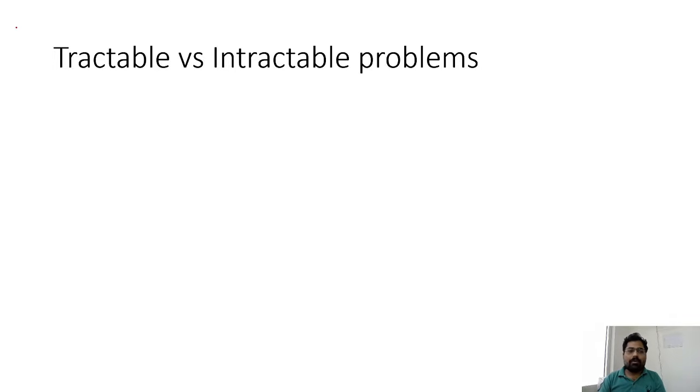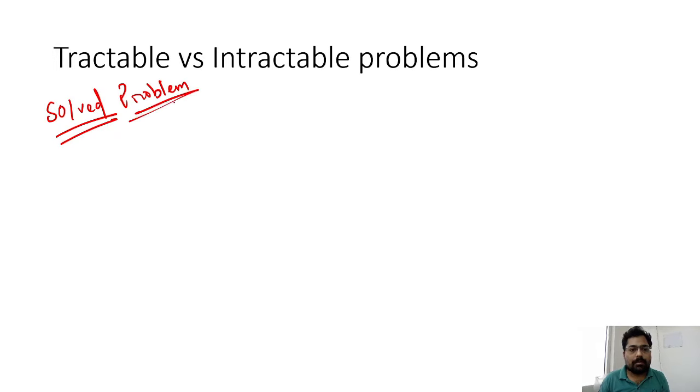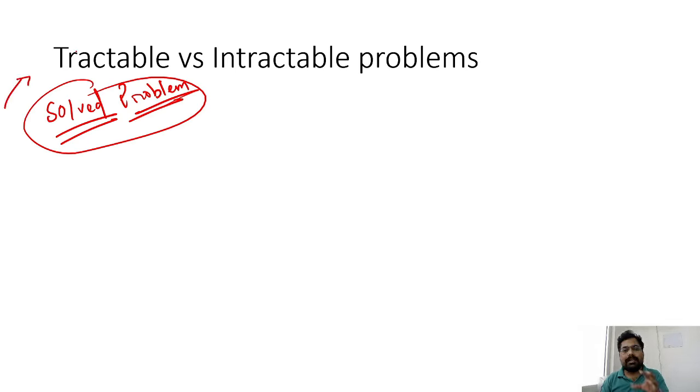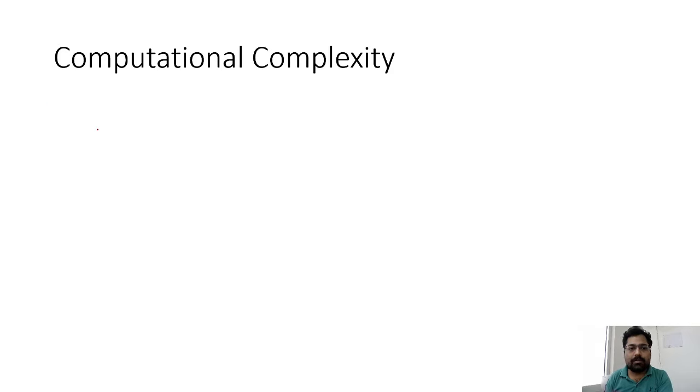Then from solved problems, we are working with tractable and intractable problems. So what is tractable, what is intractable? Before that, let us have a look here. What is complexity? As you have already discussed with computational complexity, the complexity is big O. We are just writing it as a unit for us.